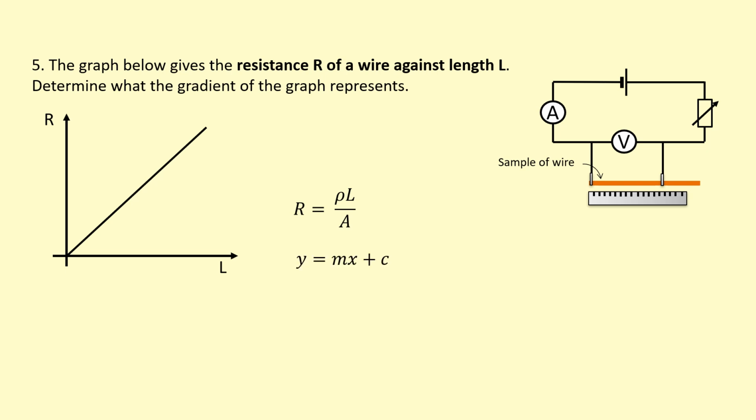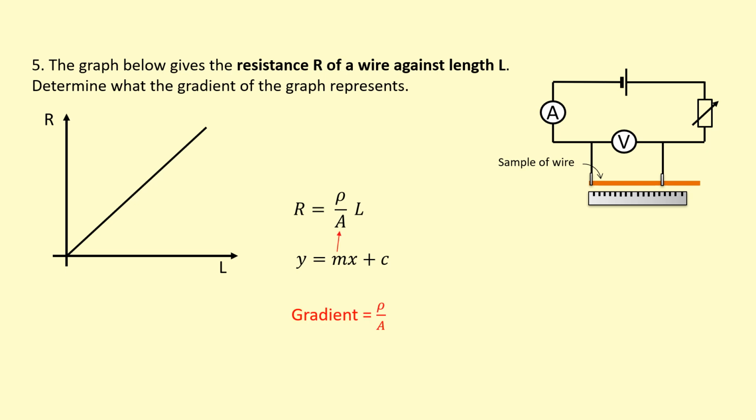Then you're going to compare it to y = mx + c, because it is a straight line and you can do that. On the y-axis we've got resistance, on the x-axis we've got length. It's a bit easier to see if I separate it out like this. You can see the thing that's multiplying the length, or the x-axis, is resistivity over area.